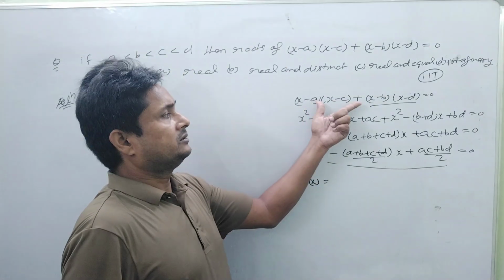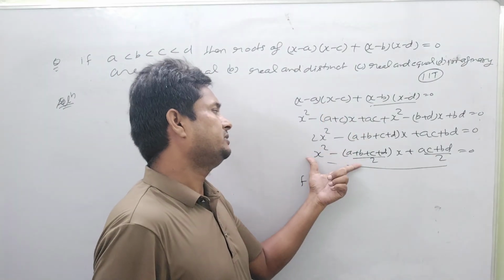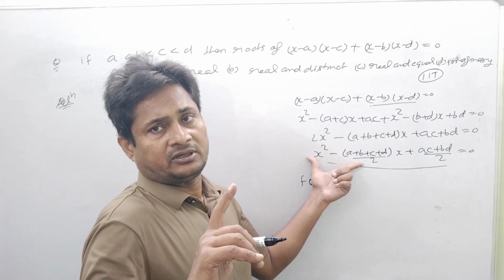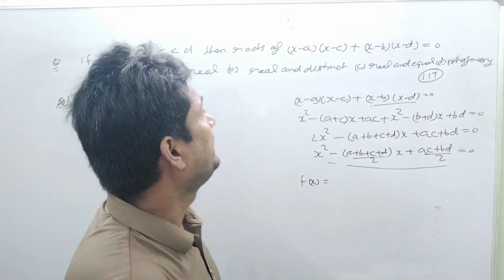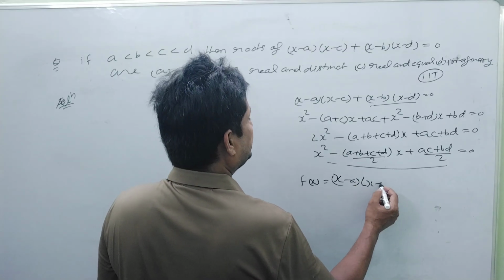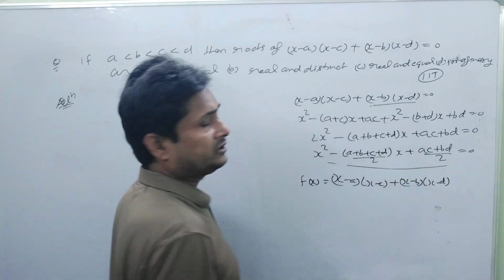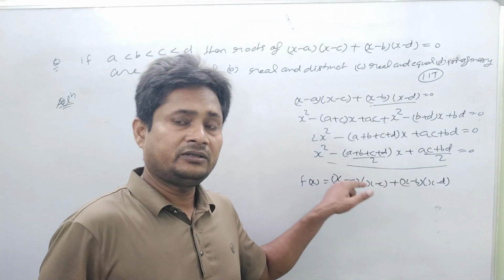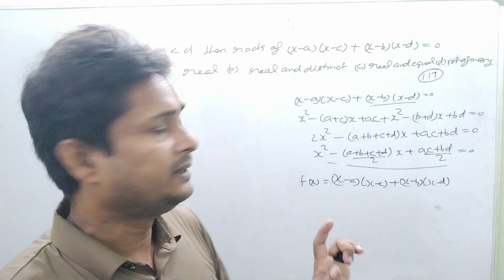So the multiplication of these terms gives you this result, and this is the quadratic equation. And if you take the left hand side as f(x), it will always give an upward parabola. So I am taking f(x) as this one, (x minus a)(x minus c) plus (x minus b)(x minus d). This is our f(x) now. And if you multiply this, you will get the coefficient of x square as unity, that will give the upward parabola. Right.